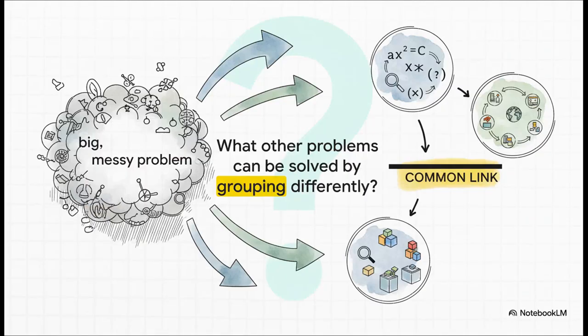And that's really the big idea here, isn't it? Taking a big, messy problem, breaking it into smaller, manageable groups, and then finding a common link between them? That's not just a math trick, that's a life strategy. So I'll leave you with this thought. What other complex problems in your work or just in your life could you solve if you just thought about grouping the pieces a little bit differently? Something to think about. Thanks for tuning in.